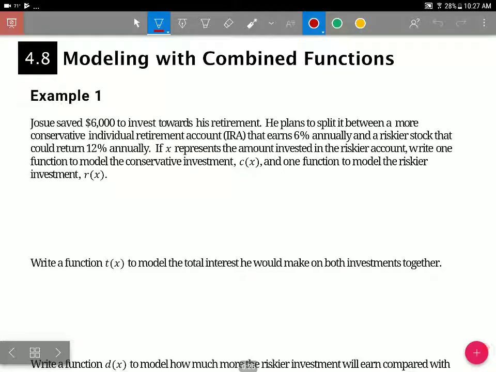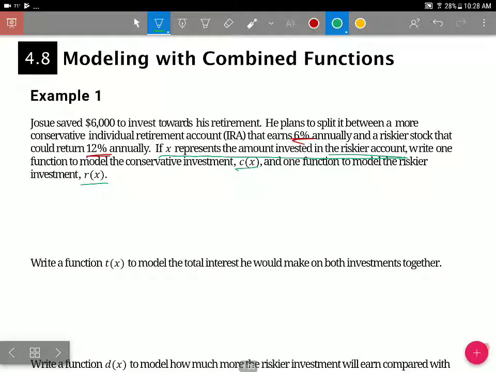And they're pretty straightforward. But here we go, like Josue saved $6,000 to invest towards his retirement. He plans to split it between a more conservative retirement account that earns 6% annually and a riskier stock that could return 12% annually. So some of it's in an IRA, some of it's in the stock market. If x represents the amount in the riskier account, write one function for the conservative investment, and one function for the riskier.